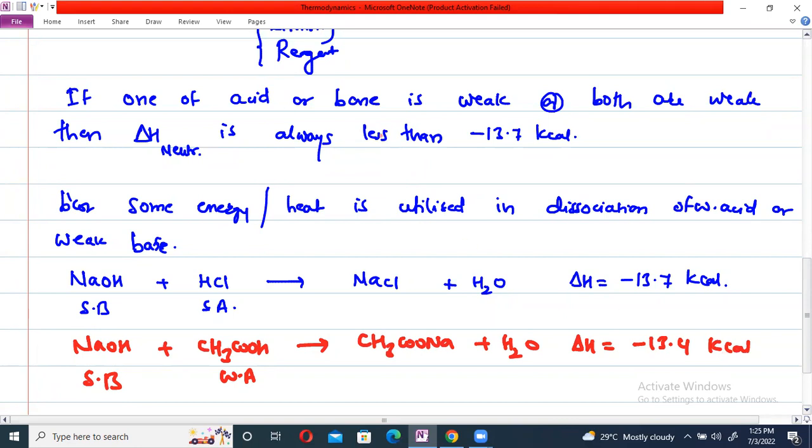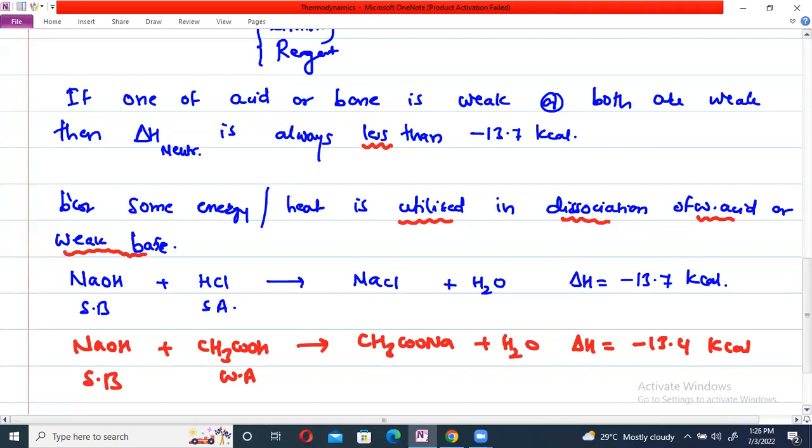Actually, what less than this value means, I'm not talking about negative or positive. Just check the value. Minus 13.7 becomes minus 13.4. If you want to compare minus 13.7 to minus 13.4, minus 13.4 is the larger value. But I'm talking in terms of the number. 0.7 to 0.4 means 0.3 kilocalorie amount of the energy was utilized to dissociate that weak acid or to dissociate that weak base.